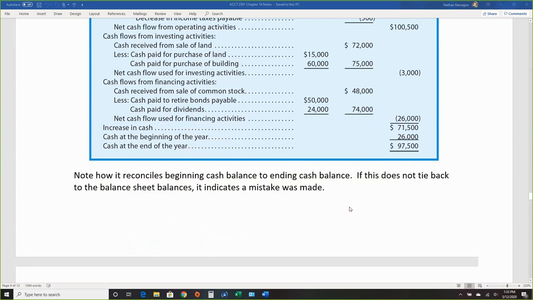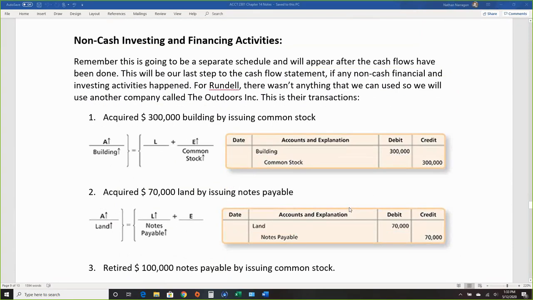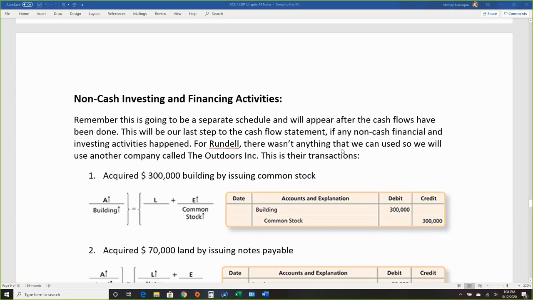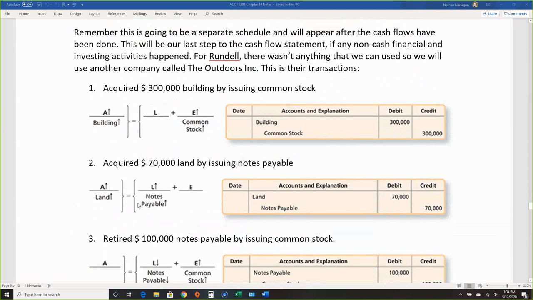Alright. So, that's our main statement. Now, again, this extra little schedule. Our example that we were using doesn't really have any of these non-cash investing and finance items. So we're going to just use another company so you can see what is going on. With non-cash investing and finance, this is only going to be used if we have any financing and investing activities happening. So you have to basically hit both the second section and be non-cash. So again, a building being bought for common stock. That's a good example.